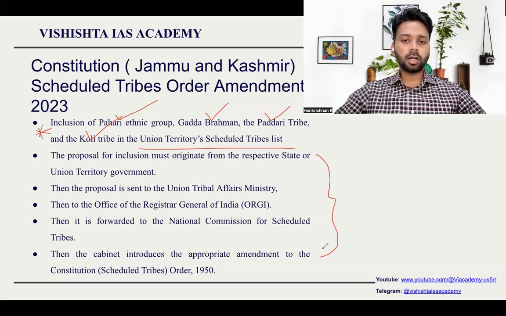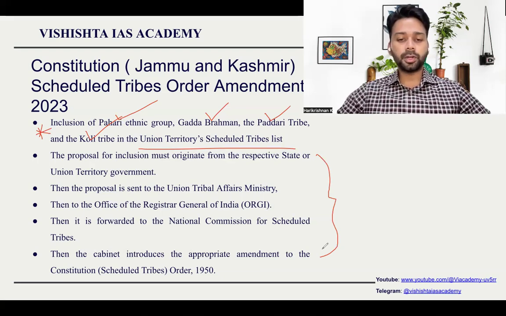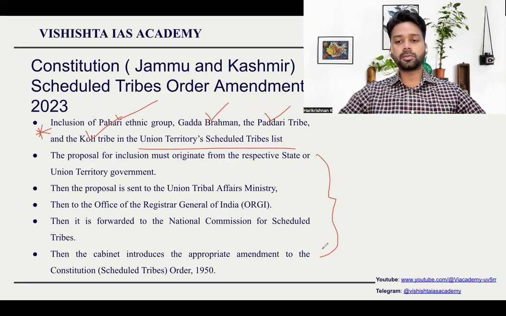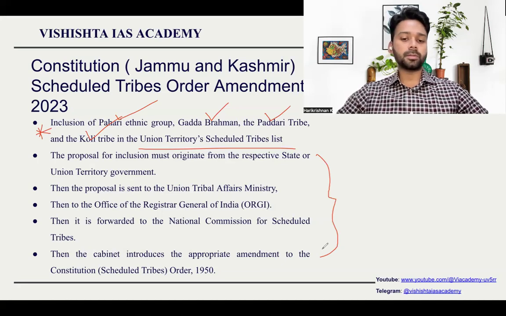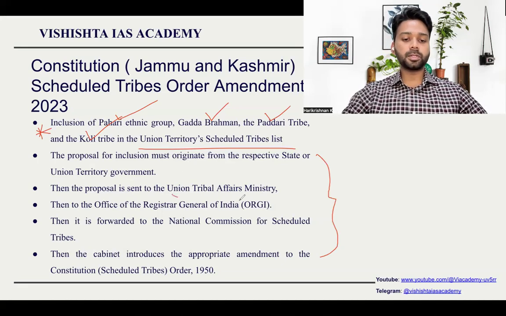First thing, the government of that particular state should give a request to the central government to include that particular tribe under the scheduled tribes list. This is the first thing. Second, the proposal will be sent to the Union Tribal Affairs Ministry.